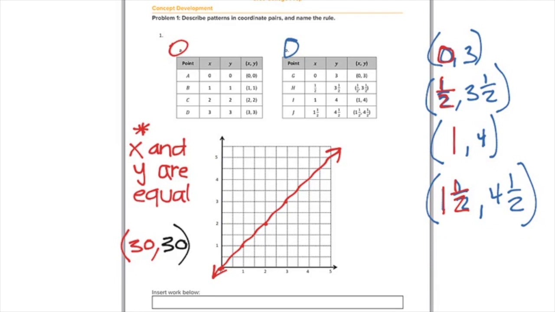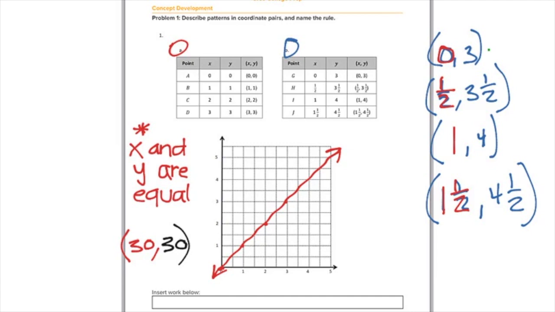I have 0 and 3. Okay, so I'm thinking maybe I don't know, okay? Then I have half and 3 1/2, and 1 and 4. Okay, well, I notice that y is getting bigger every time. Y is always bigger than x.